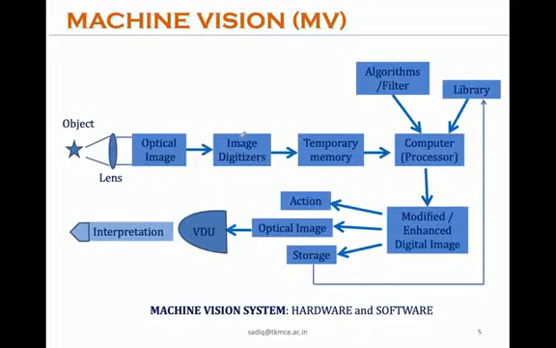We have learned that the machine vision system consists of an image digitizer, there is temporary memory, there is a processor that utilizes filters, and the modified image can be used for three kinds of purposes. Let us see in detail about this.